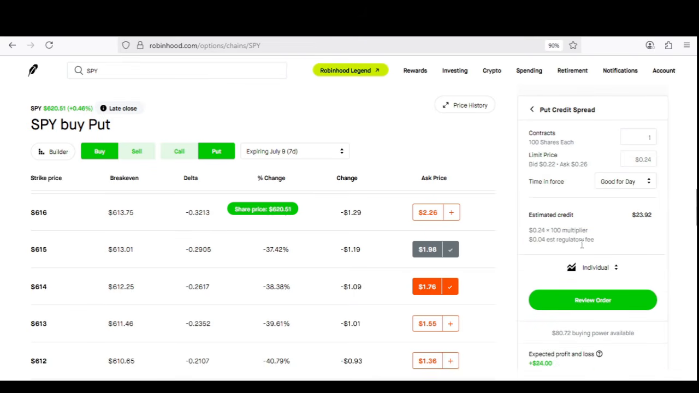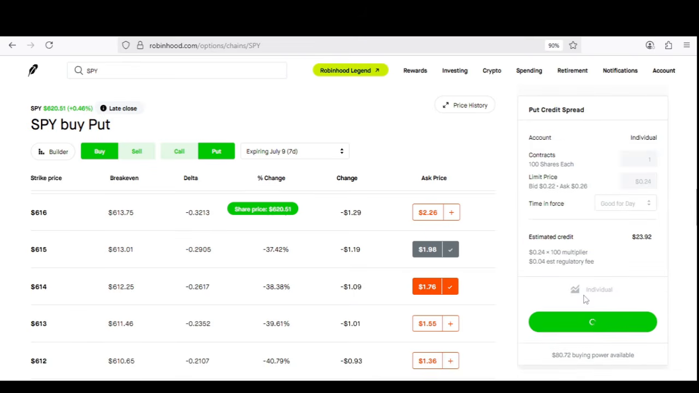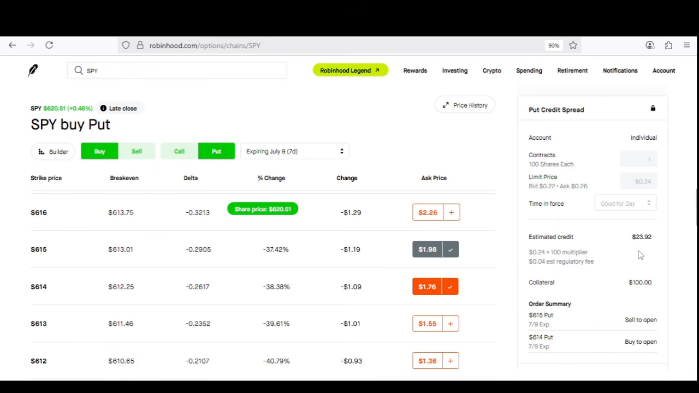The reason for that is quite similar to the previous one. The number one reason is that as soon as you do this option strategy, you're going to get paid. The amount of money you're going to get paid is going to be $23.92, or let's round it up to $24. Now, the criteria for you to do this option strategy is that you need to leave a collateral. The collateral in this case is going to be $100.